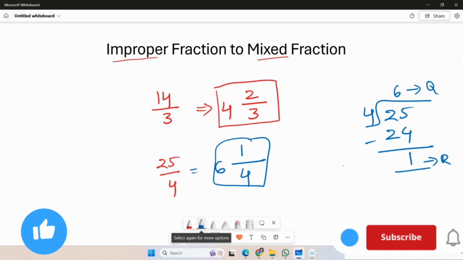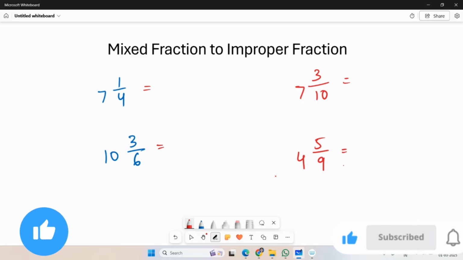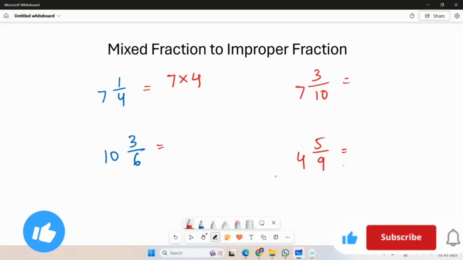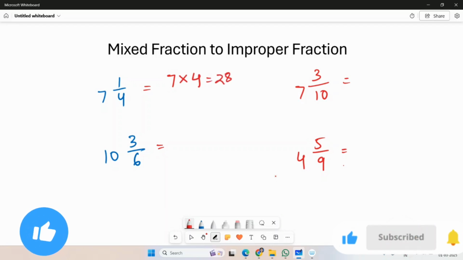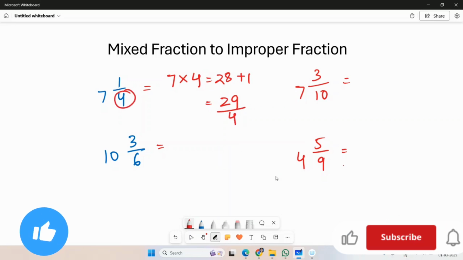Okay. The same way we can convert mixed fraction into improper. To convert a mixed fraction to an improper fraction, we have to multiply the whole number by the denominator and then add the numerator. The result is the new numerator. Okay. Let's multiply. We have to multiply our whole number by the denominator. 7 times 4 is 28 and then we have to add our numerator, which is 1, and our denominator stays the same, 29 upon 4.